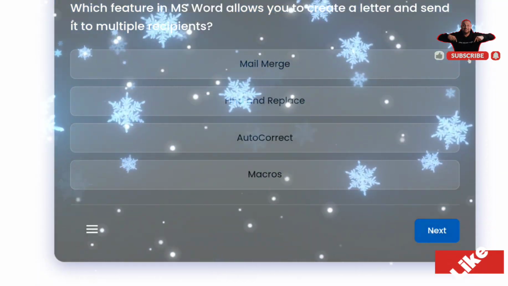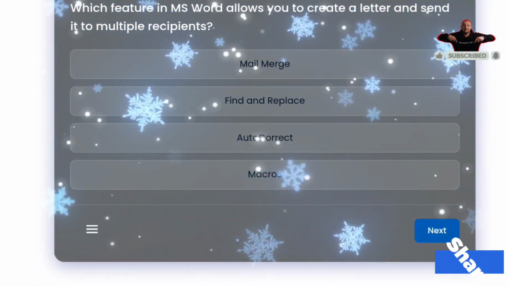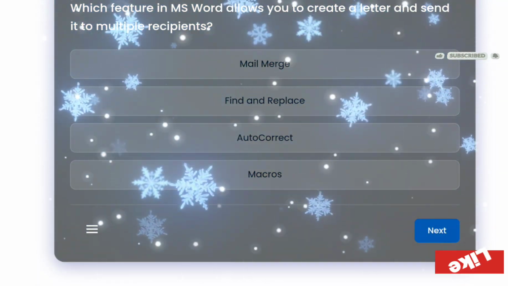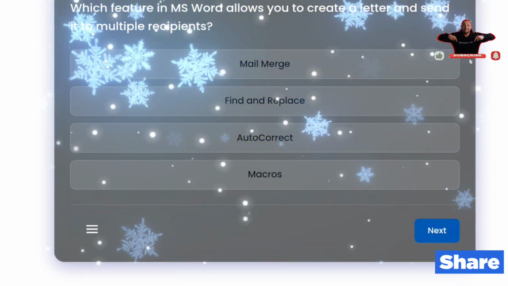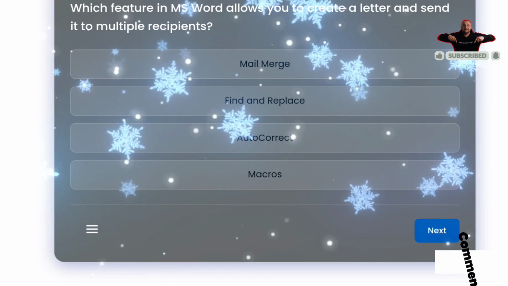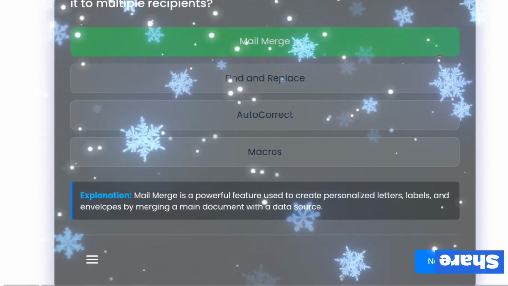Next question. Which feature in MS Word allows you to create a letter and send it to multiple recipients? Mail merge. Answer is first one. Mail merge.